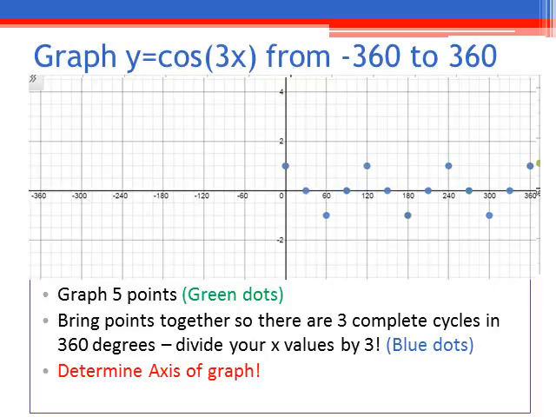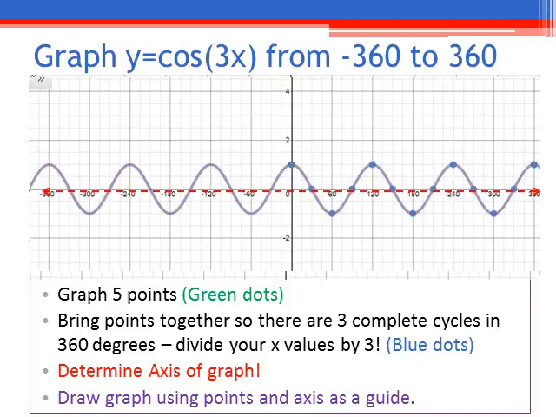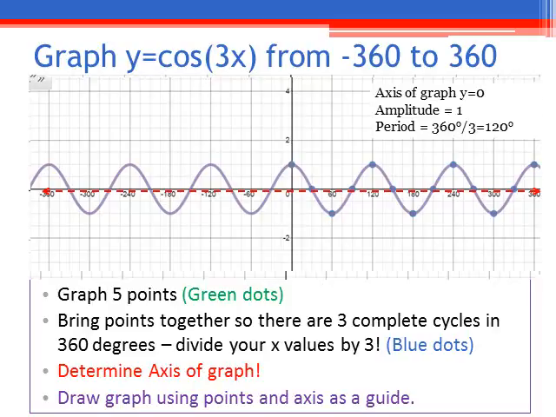Our axis of our graph is going to go right through the middle. And then we're going to use those points as a guideline, and we're going to draw our graph, and then we can extend it out back both directions. So we end up with a graph like that. Notice our amplitude is still 1. What's changed now is our period. Our period is 360 degrees divided by 3, so 120 degrees.